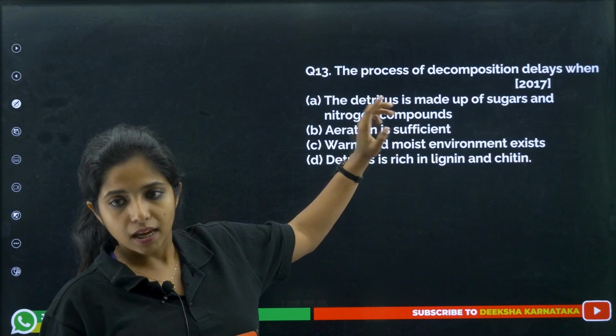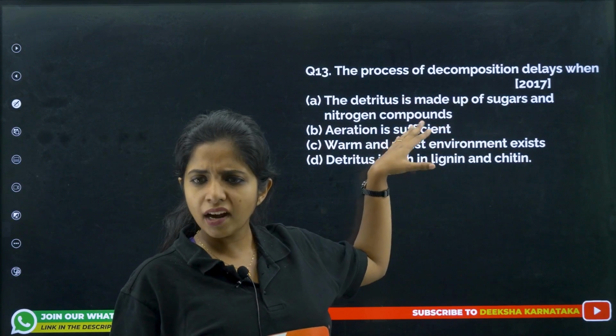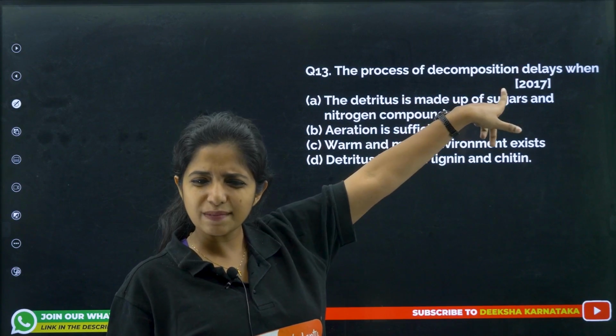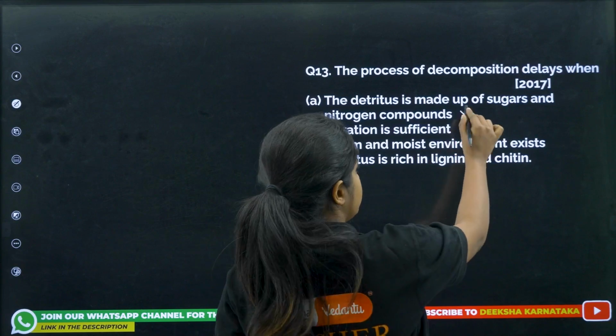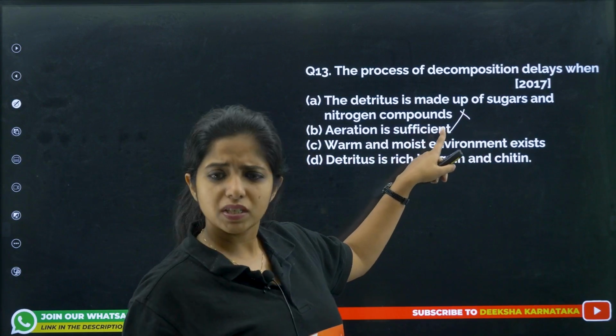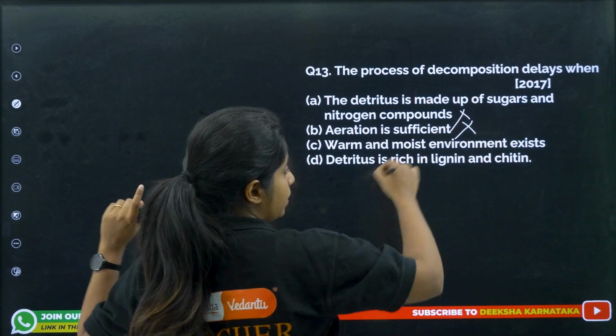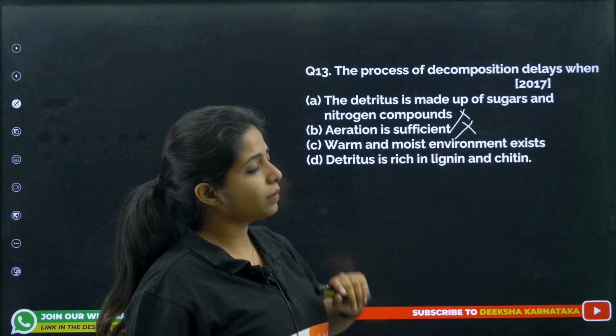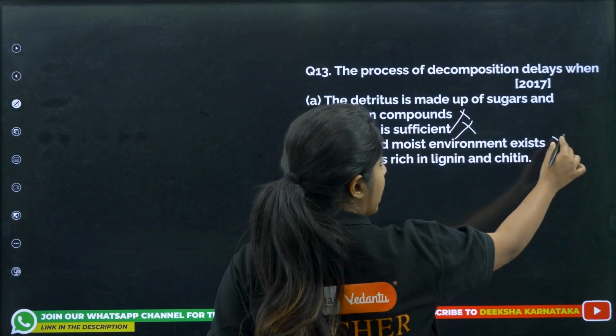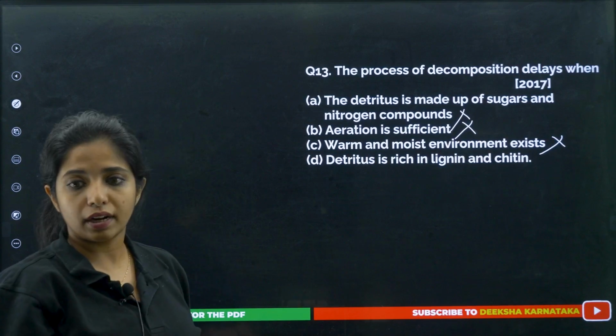The dead and decaying thing. If it is made up of sugar and nitrogen compound, do you think it will delay decomposition? No, my dear children, it's easy to break down. So this is wrong. Aeration is sufficient. That means enough amount of air is also there. Oxygen is there, so then it should be happening faster. Warm and moist environment is there, again should be something that could help in the process of decomposition, right?